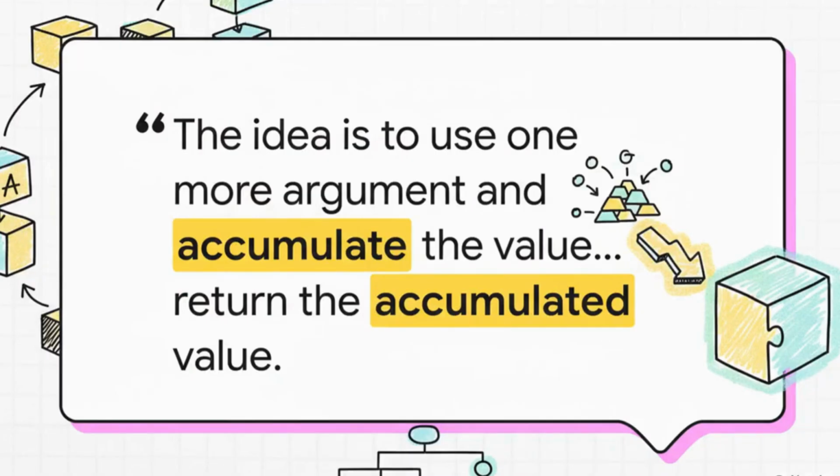So the whole idea is to use that extra argument to accumulate the result as you go. Then, when you finally hit your base case, when n gets to 0, you don't return some starting value like 1, you return the final answer that you've been carefully building up in the accumulator all along.